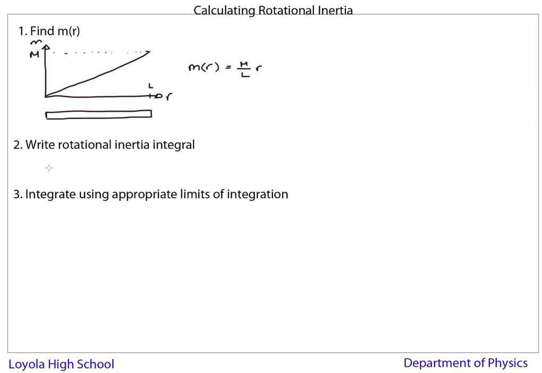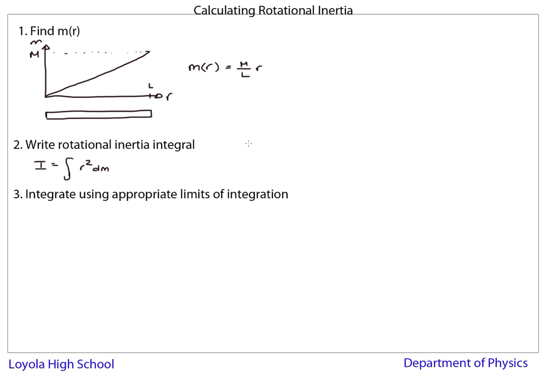Step two, we write the rotational inertia integral. So I is equal to the integral of r squared dm. Now, where this integral came to be and why it's r squared, not r cubed, is a different story, but we're going to use it right now.